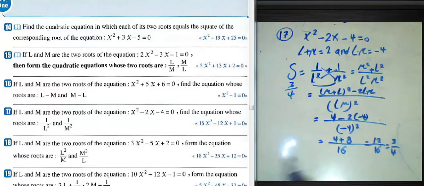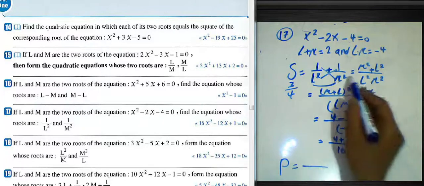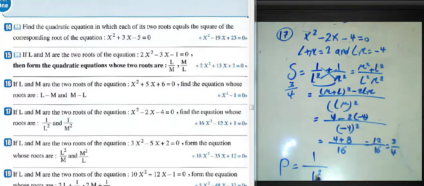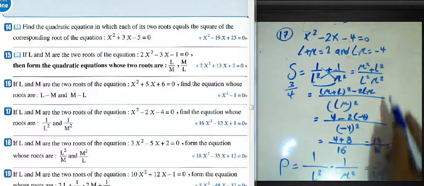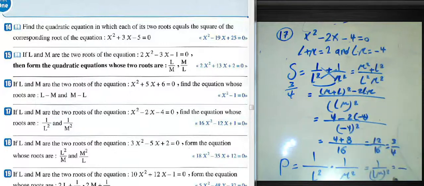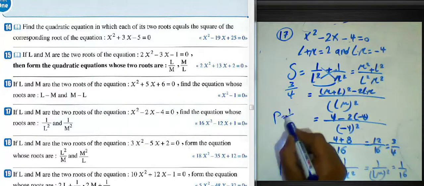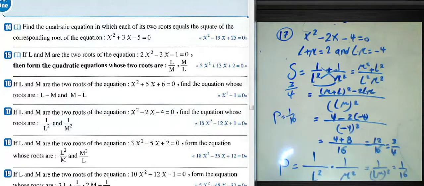Okay, and the product. About the first, 1 over L power 2 multiply 1 over M power 2. So the result will be 1 over LM to power 2. L multiply M equal negative 4. Negative 4 power 2 equals 16. So the product will be 1 over 16. So we can write the equation.